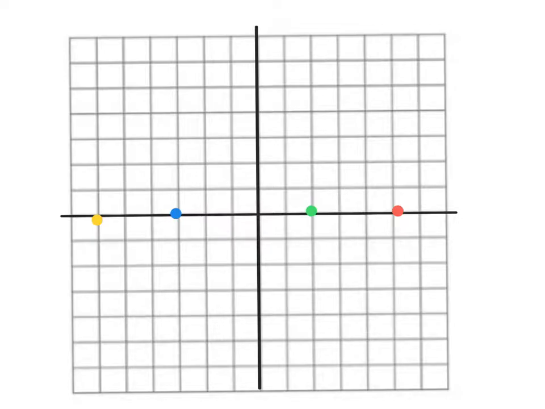Good. Now, what do we notice about each one of these x-intercepts? Let's look first at the yellow one. If I wrote the ordered pair for the yellow x-intercept, what would I get? It's at negative 6, 0. Okay, what about the blue one? What's its ordered pair? The green one? Positive 2, 0. And the red one is?